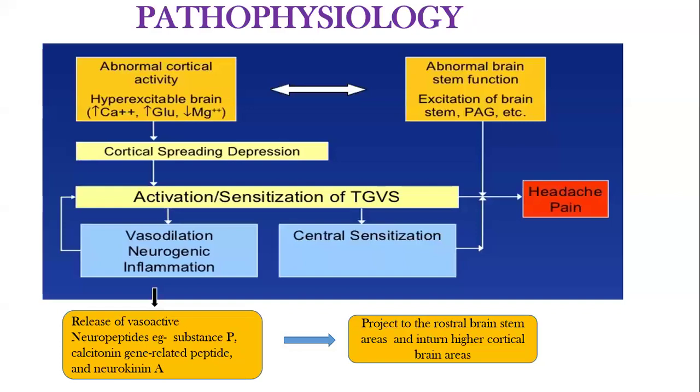So what is the pathophysiology of migraine? It is thought to be activation of cortical spreading depression, whenever the action potential generated in the cerebral cortex leads to hyperexcitability of the brain, that is, an increase in neurotransmitters like glutamate and calcium, or a decrease in the magnesium level. That will lead to the final activation pathway, which in turn leads to activation of the trigeminovascular system. The final pathway would be synthesis of substance P, calcitonin gene related peptides, and neurokinins. These are the pain mediators. These chemicals will irritate the nerves and the brainstem nuclei, which will lead to the headache.